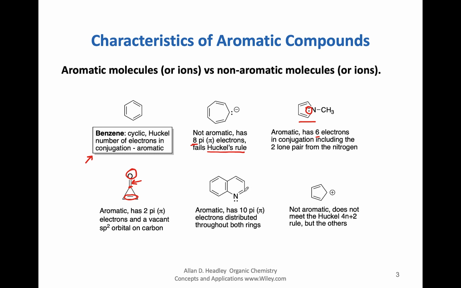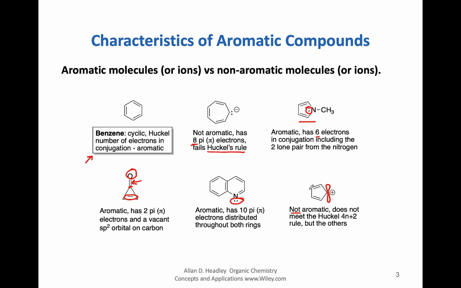This system here is aromatic because we have 10 pi electrons. Again, note that these electrons here are not part of the aromaticity. They are orthogonal to the plane of these 10 electrons. And this is not aromatic because we have 4 pi electrons, and that does not pass Huckel's rule. Note again that even though this is sp2 with a vacant p orbital, it does not meet Huckel's rule. So again, you should be able to look at molecules and determine if they are aromatic or not.